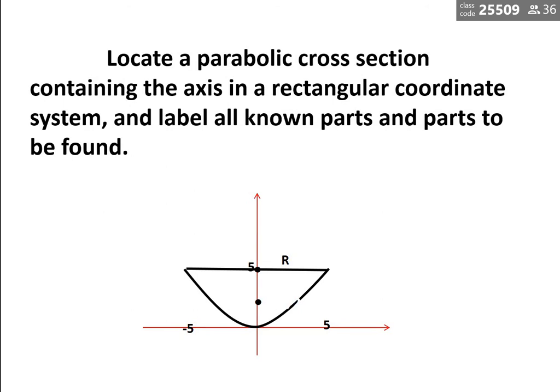Locate a parabolic cross-section containing the axis in a rectangular coordinate system and label all known parts and parts to be found. So this is the distance, 5 from the vertex, and this is the radius. So you are going to look for the value of r.